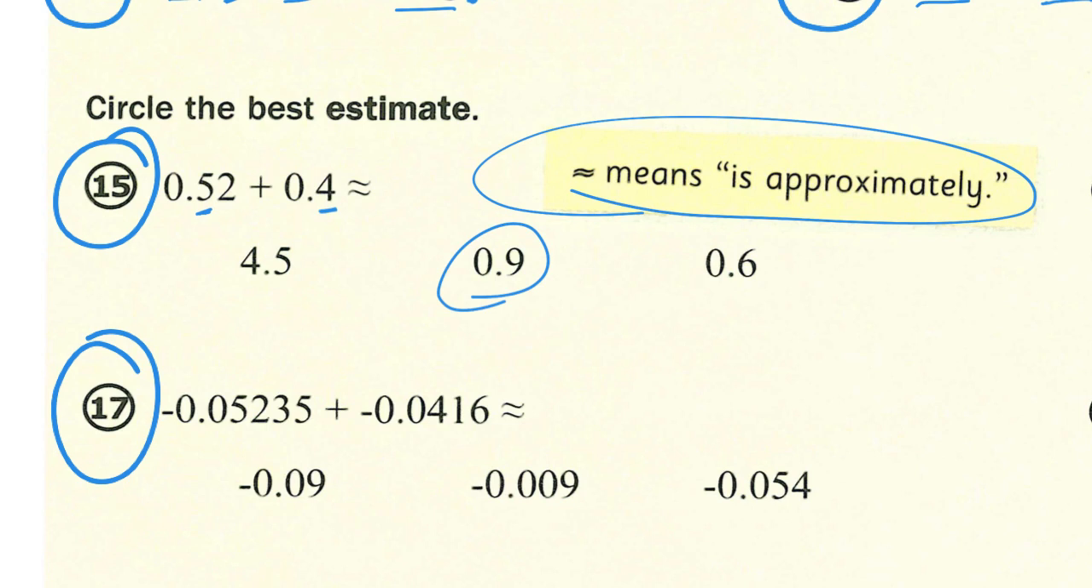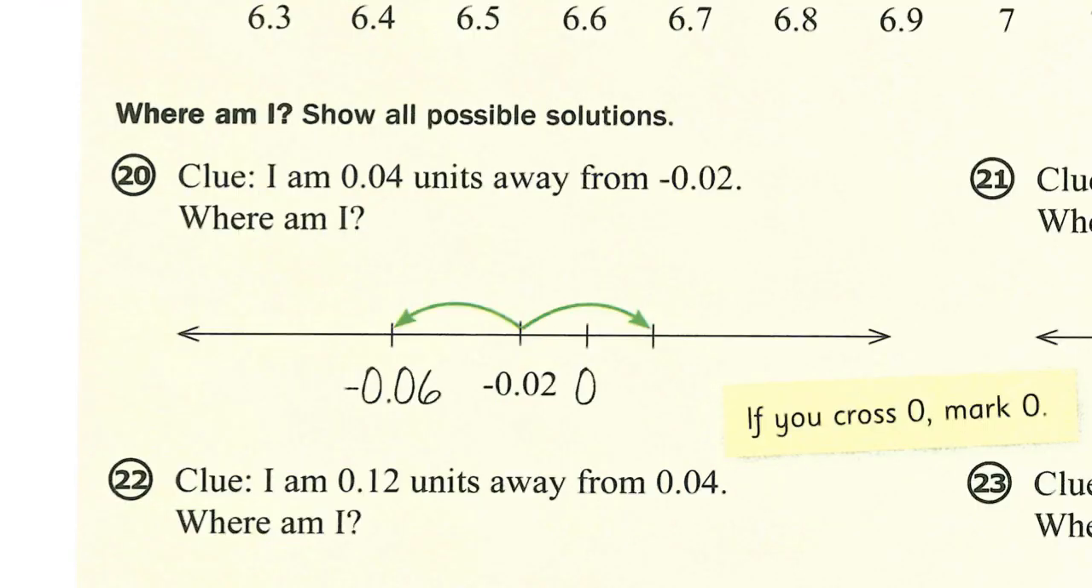In 17, I'm noticing that I have negatives for both of these. So I'm going to start in the negatives. I'm going to go farther into the negatives. And I have a 5 here in the hundredths place and a 4 in the hundredths place over there. And so if I go farther into the negatives, I'm essentially adding those together, and I would end up at about negative 0.09.